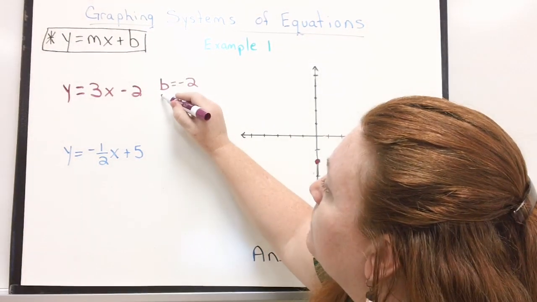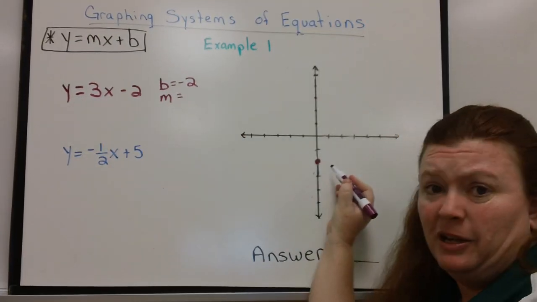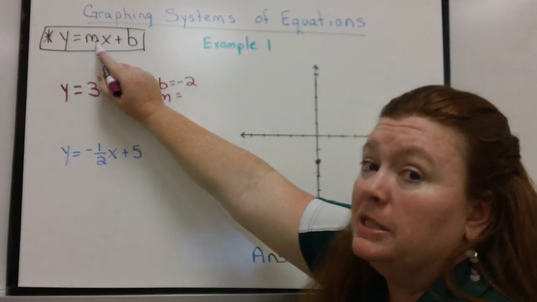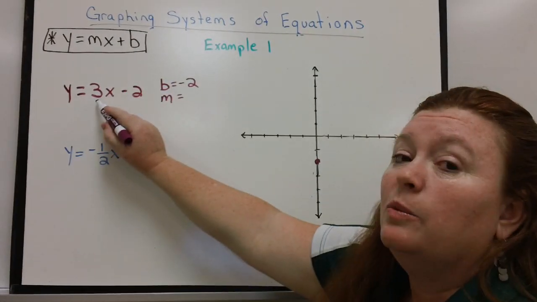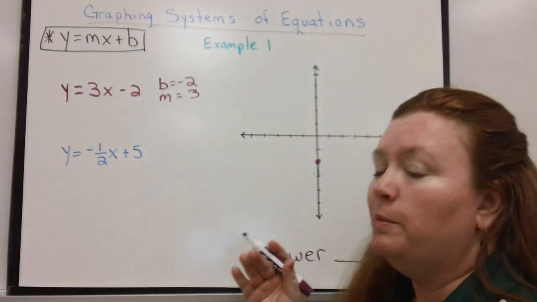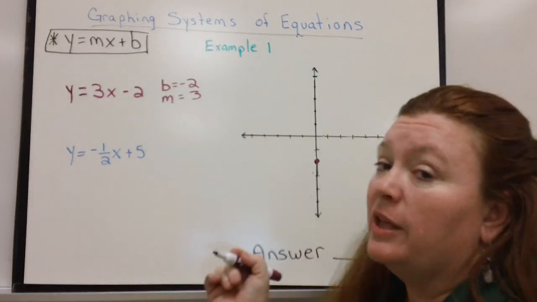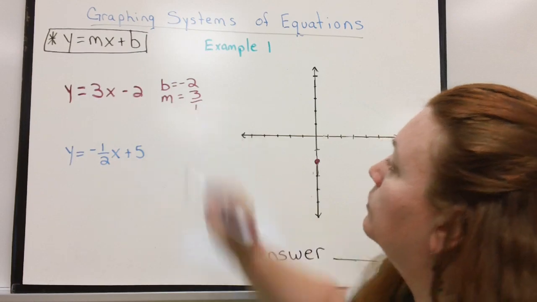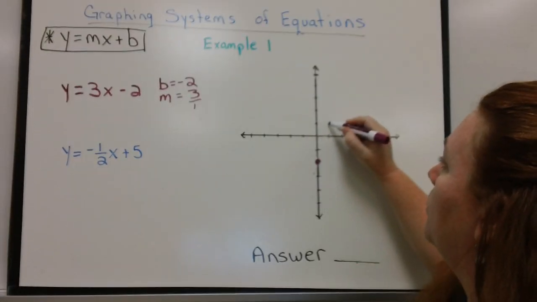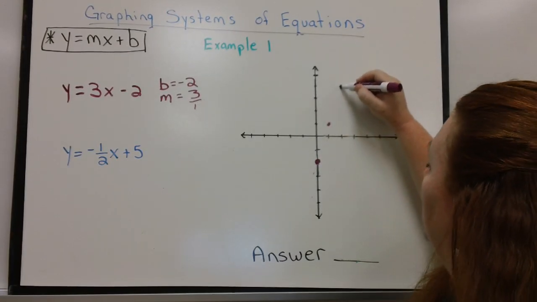Next, I need to ask myself, what is the slope? The slope is going to tell me where I go from here. Well, the slope is m, which is the number being multiplied by x. So my slope is 3. Now, slope is rise over run, which is a fraction. So I need to look at 3 as a fraction, 3 over 1. So I'm going to go up 1, 2, 3, and over 1. Let's do it again. Up 1, 2, 3, and over 1.